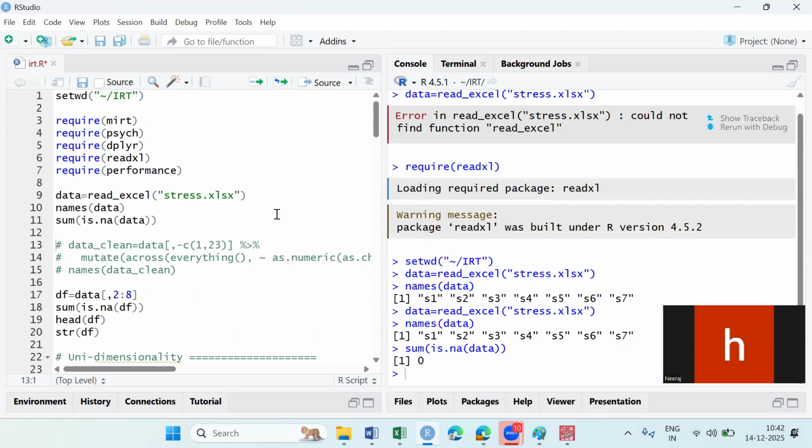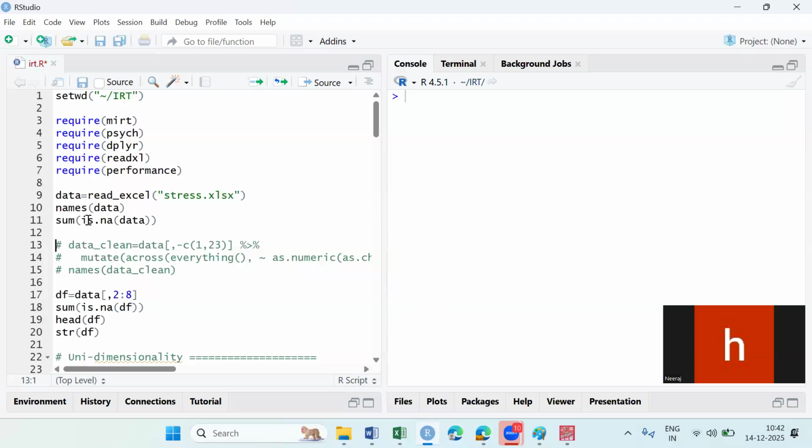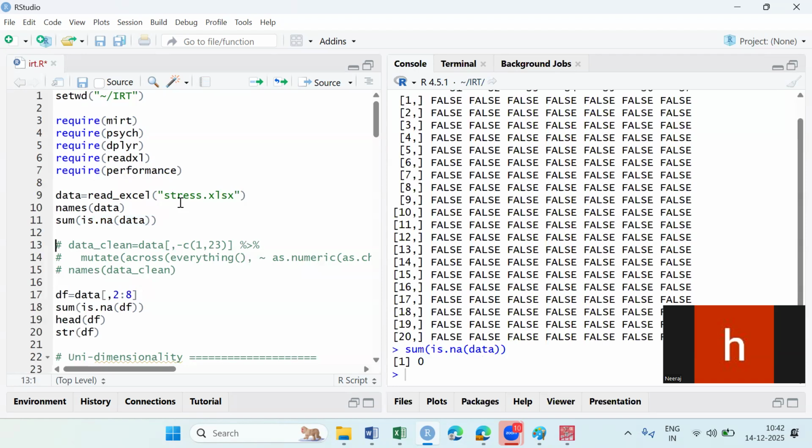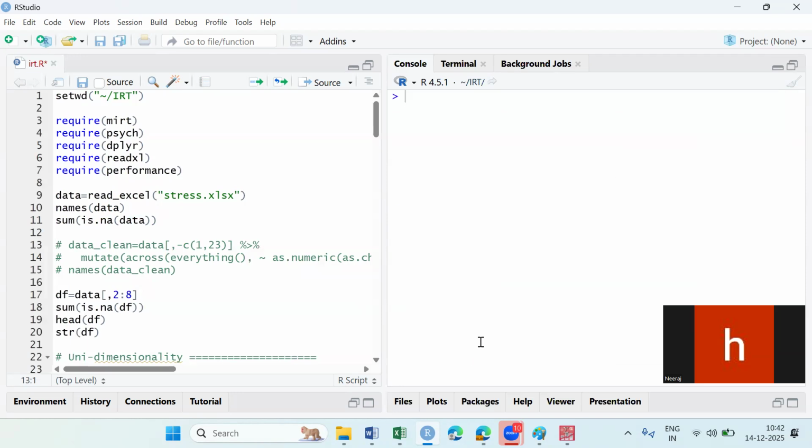So I will tell one by one what is the purpose of this. Is NA will check if there is any value missing, the frequency there. So it will check one by one. And if you get some of that, it will tell you 0. 0 means there is no missing data. You can check it in SPSS, no problem with that.